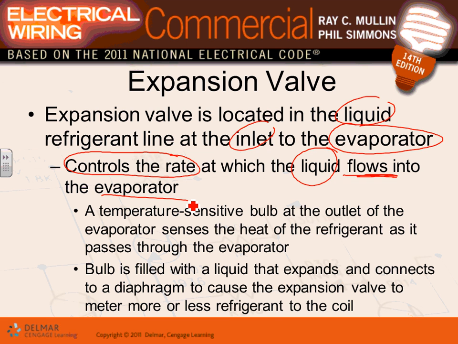This is how they do it, guys. They have a temperature sensitive valve. This is just a description of how this valve works. The outlet of the evaporator senses the heat of the refrigerant as it passes through the evaporator. A bulb is filled with liquid that expands and connects to a diaphragm to cause the expansion valve to meter more or less refrigerant to the coil. We don't need to know too much about it, but this is the method of how that valve is regulated. It senses the temperature and regulates opening and closing that valve to regulate the process.